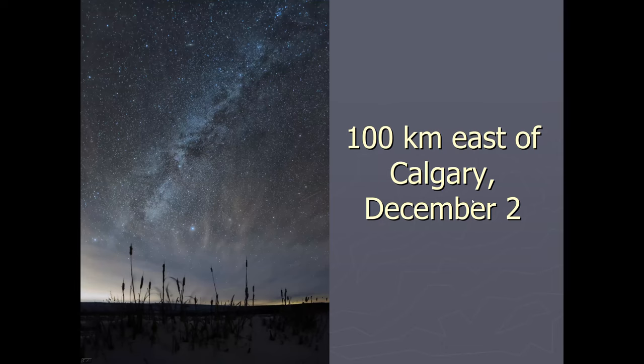Now, here is a picture taken 100 kilometers east of Calgary, looking west towards Calgary. It was taken in December, in the winter time. So we can see Vega here, and we can see Altair as well. But the core of the Milky Way is blocked by city lights right here. So you have to be 70 or 80 or 100 kilometers east of the city if you want to shoot towards the city and get a view of the Milky Way.